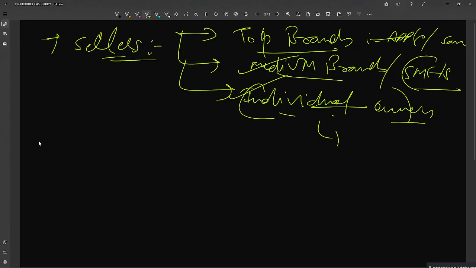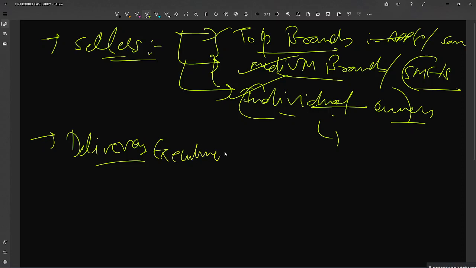Then the third category will be delivery executive. See, try to cover breadth. If you are able to classify, there will be no seller who falls outside these buckets. There can be only three buckets: top brands, medium brands, or individuals. Let's discuss the delivery executive. What can be the different delivery executives? How can you classify delivery executives? Right, part time and full time. Okay.